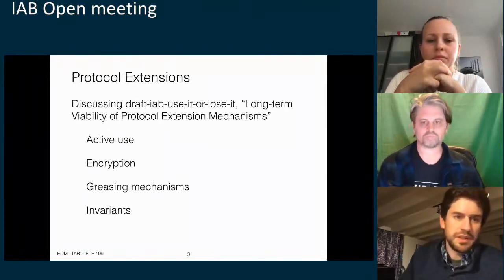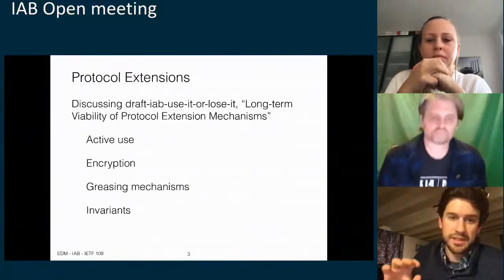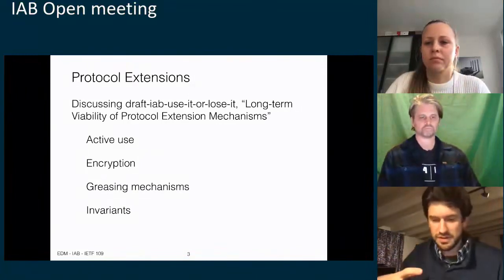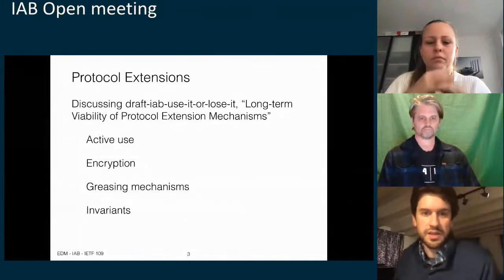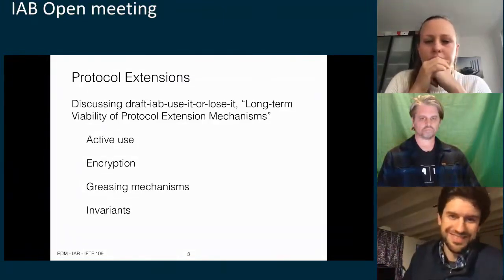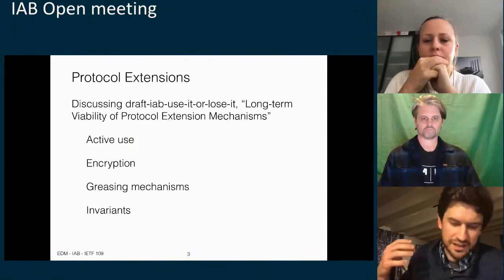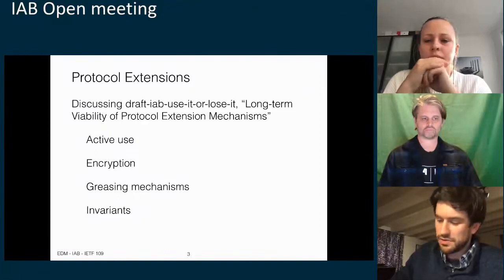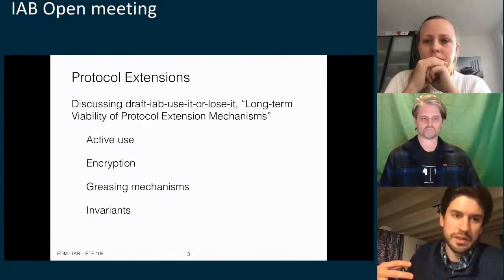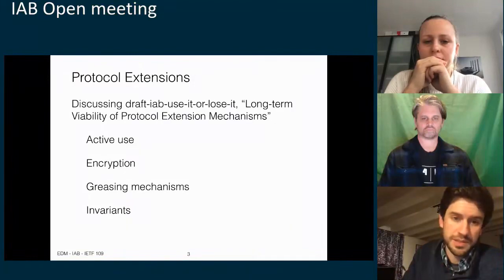So on the extensibility side of things, the main item that we're planning on doing is discussing and moving forward a draft that Martin Thompson wrote a couple of years ago, called Use It or Lose It, whose formal name is Long-Term Viability of Protocol Extension Mechanisms. A lot of this is trying to formalize in an IAB document some of the notions around greasing and active use, and how we ensure that our protocols aren't as vulnerable to ossification as we've seen for a lot of protocols in the past.